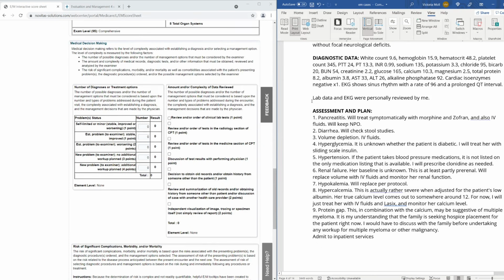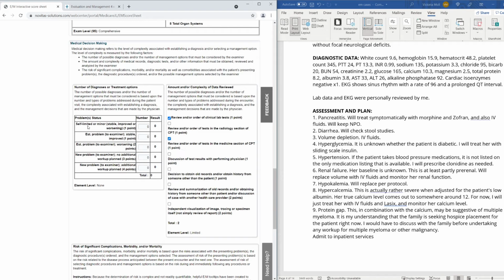Now, again, we're just focusing on the E&M level today. We're not going to do the ICD-10-CM codes. Normally, you would code these out, but I think if I were to demonstrate how to look up all of these different diagnosis codes, it would be a very, very long video. So let's see. We have our lab data, so we can check here, review our order of clinical labs. And an EKG is actually in the medicine section of CPT, so we get 1 point there as well.